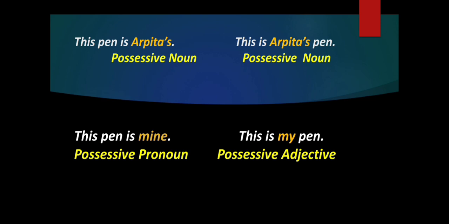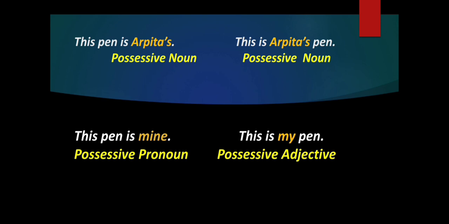Now I can replace a noun with a pronoun. So suppose Arpita is saying these sentences. So Arpita is saying this pen is Arpita's. This is Arpita's pen. Now instead of saying this, she would use a pronoun for the first person for referring to herself. So instead of saying this pen is Arpita's, she will say this pen is mine. So mine is the possessive pronoun.